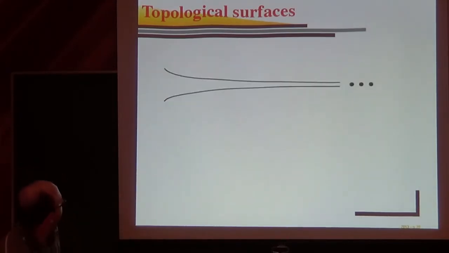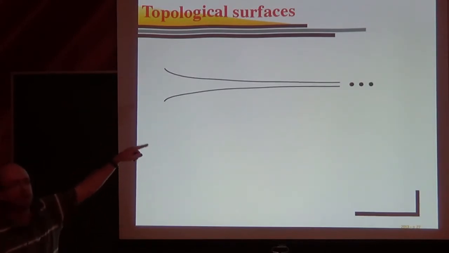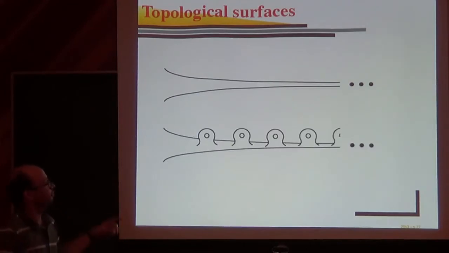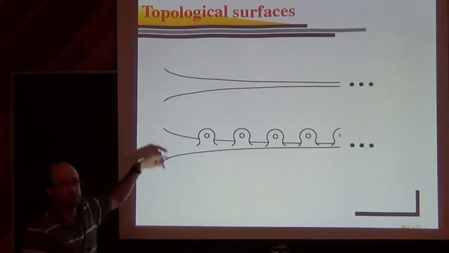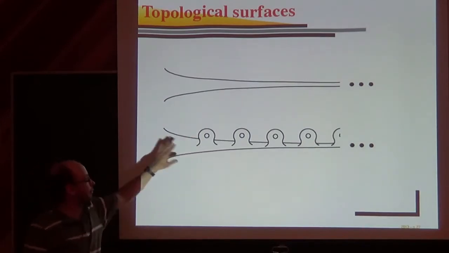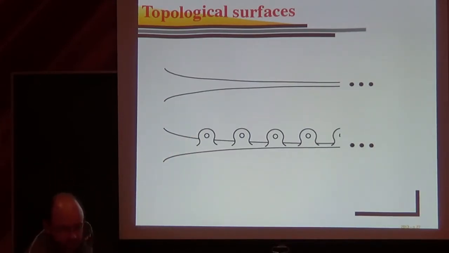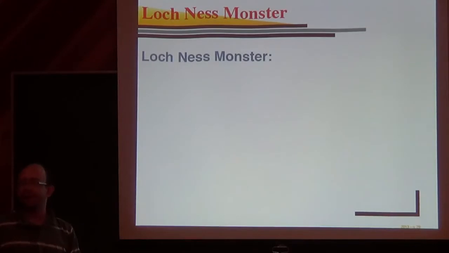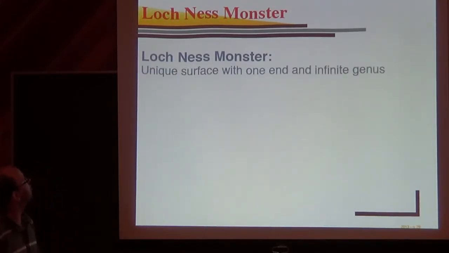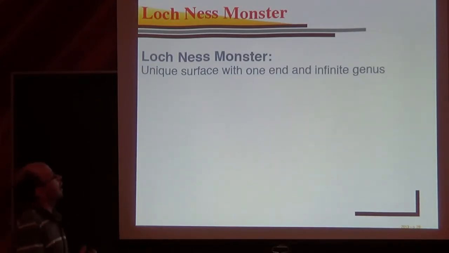So that means it's not the same to have this end, or this end with one or two handles, as to have these kinds of ends where handles are going to infinity. So I need the subspace of ends of this type. And finally, I will define the Loch Ness Monster. It's been there quite some time. It's the unique surface that has only one end and infinite genus.